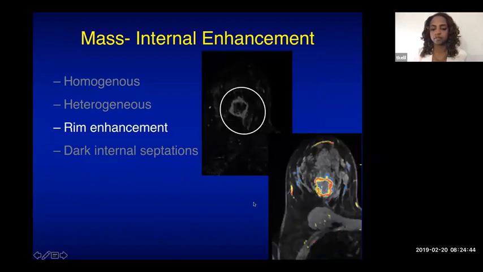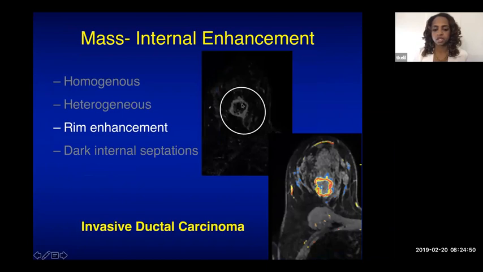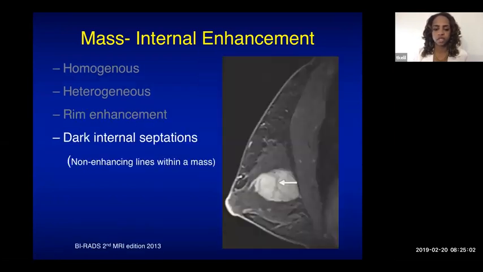But malignant etiologies can also cause rim enhancement. This is invasive ductal carcinoma, which was centrally necrotic. So the central part of the mass is not enhancing, but there is a peripheral rim enhancement, and this was biopsied and shown to be invasive ductal carcinoma.